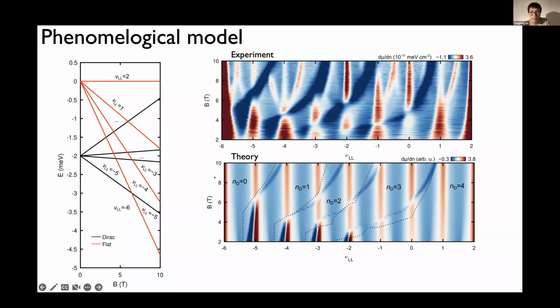And we can try to make a little bit more complicated calculation, and that's shown in the bottom panel. And the lesson we learn is that all these negative compressibility actually marks the boundary where you start to depopulate the Landau level from the Dirac sector, populate, sorry.